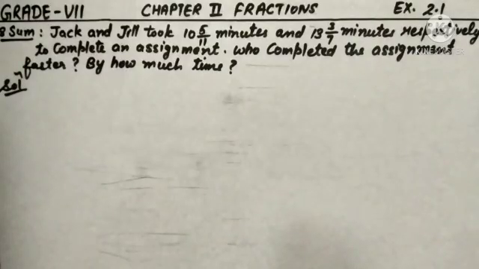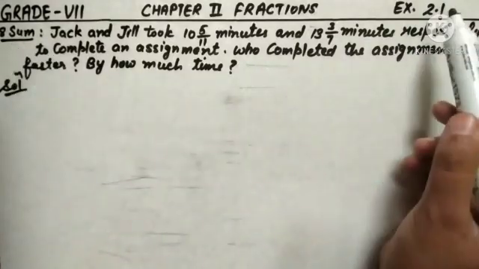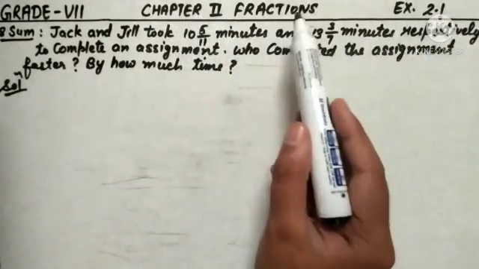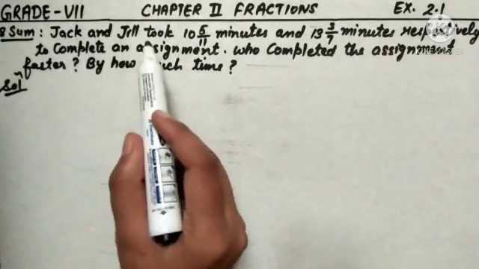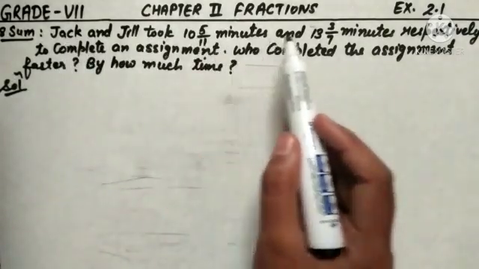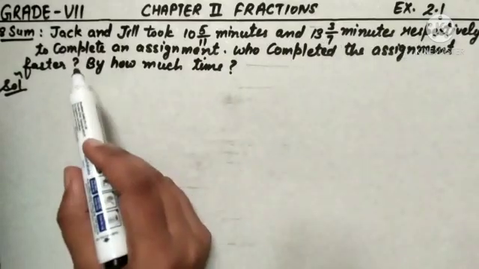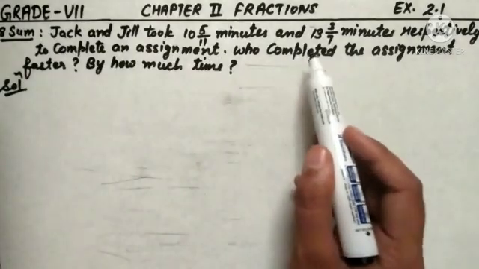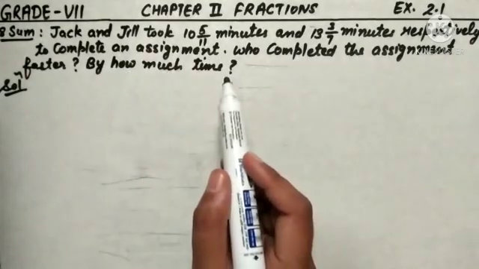Greetings everyone. In this video we are going to start sum number 8 of exercise 2.1, chapter 2, Fractions. The statement of the 8th sum is: Jack and Jill took 10 and 5 by 11 minutes and 13 and 3 by 7 minutes respectively to complete an assignment. Who completed the assignment faster and by how much time?